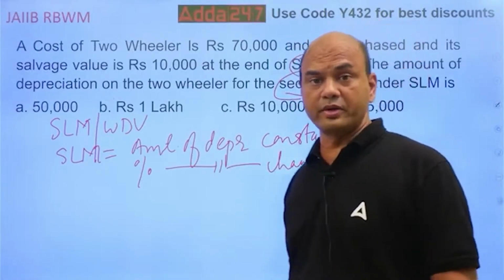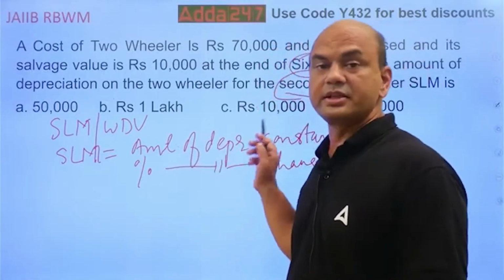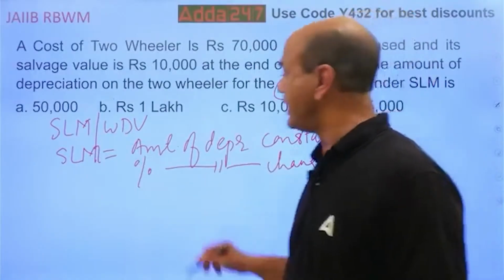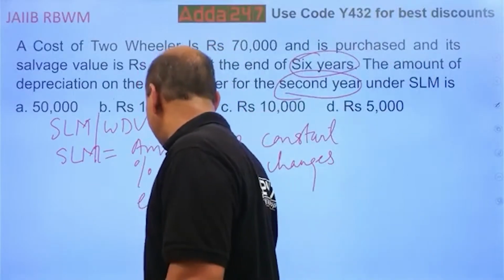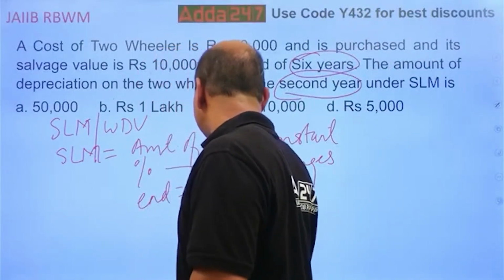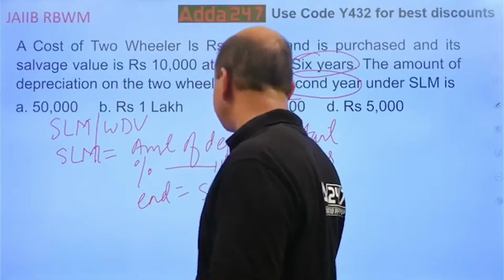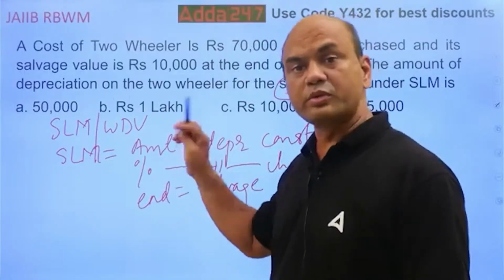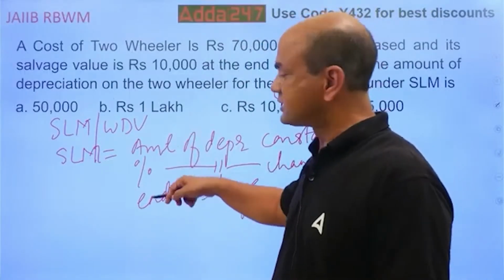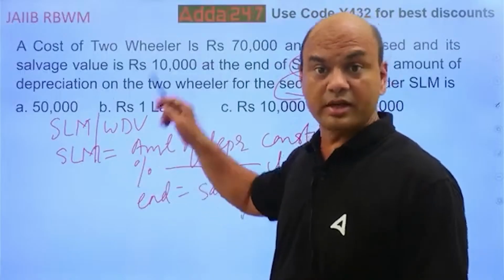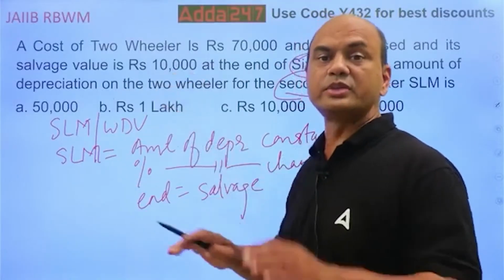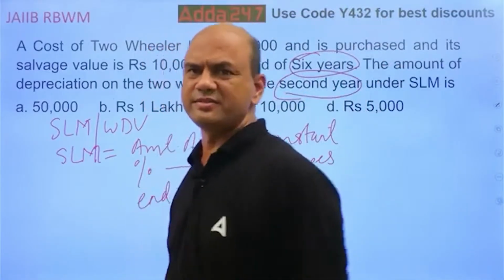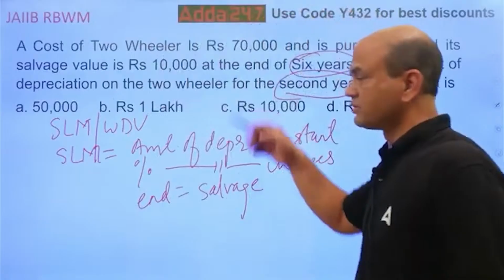Very important point. Again, the amount of depreciation is constant. The percentage of depreciation changes. The end value is equal to the salvage value. You must always get the salvage value in the SLM method. In WDB, it's totally different. The percentage is constant, the amount is different in WDB. Salvage value has no meaning, it is zero value in WDB. It will never match.